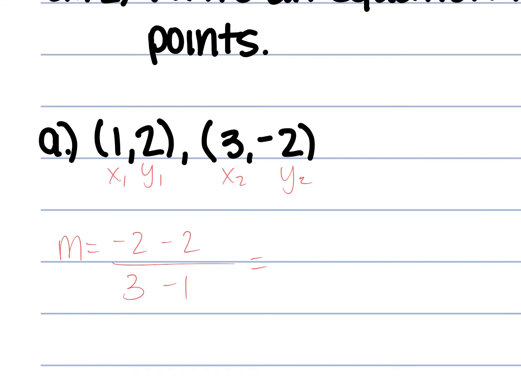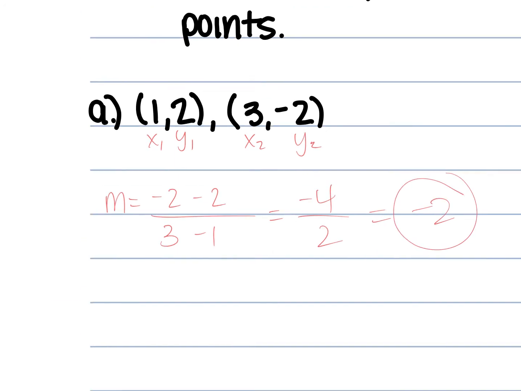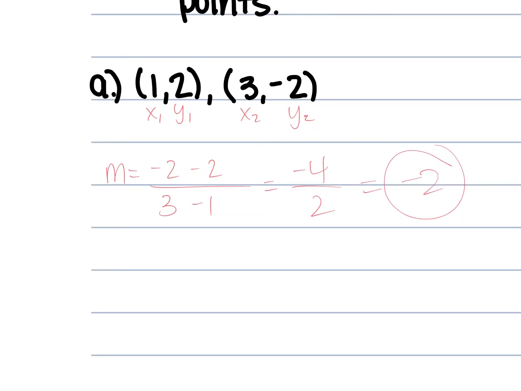All right, guys, who's good with those negatives? What's negative 2 minus 2? Andrea? Good, it's negative 4. And 3 minus 1? 2. Negative 4 divided by 2. It's negative 2. Good job, Salucci. So my slope is what? Negative 2.